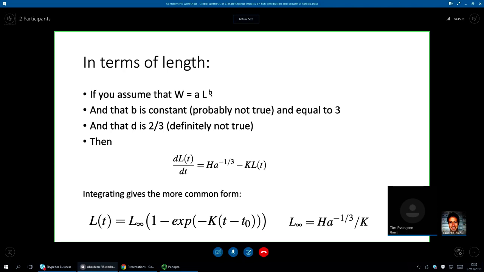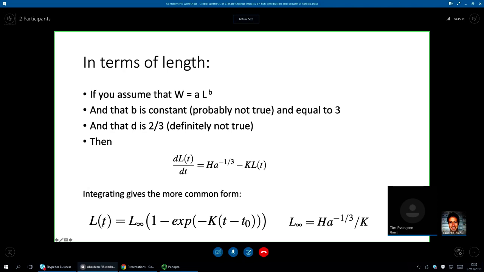I showed you those two pictures of cod. You're going to get really, really different allometric scalings of weight to length. But if we assume that it's roughly 3, which generally on average, if you look over a ton of fish species, it's approximately 3, and then additionally assume that the allometric scaling of consumption is 2/3, which again is definitely not true, you can express the growth rate of length in terms of this expression, yada, yada, yada.